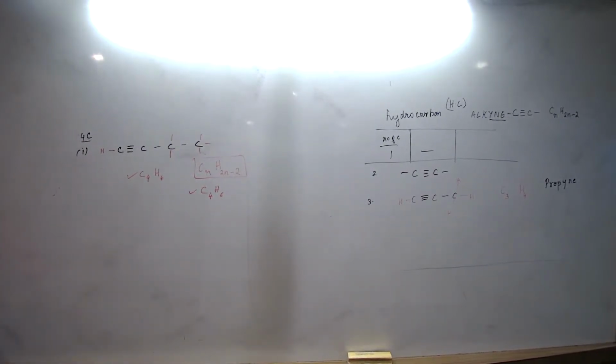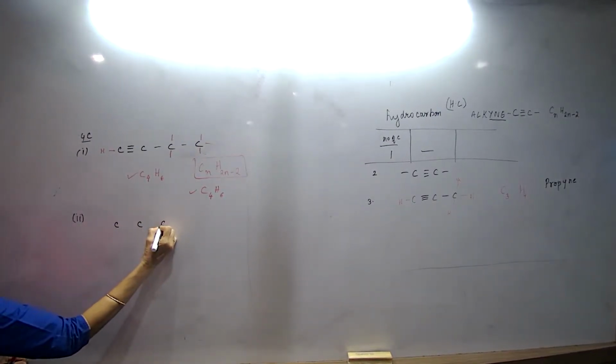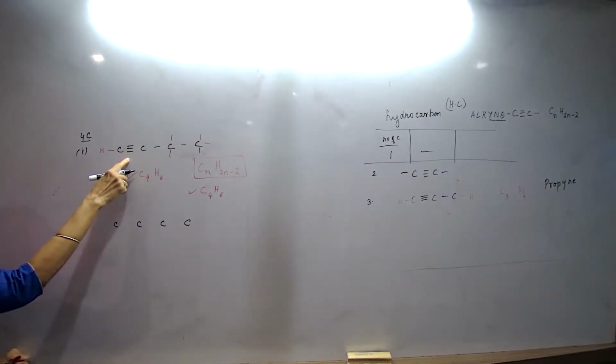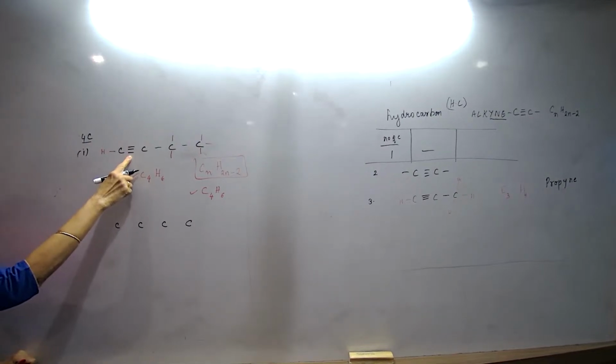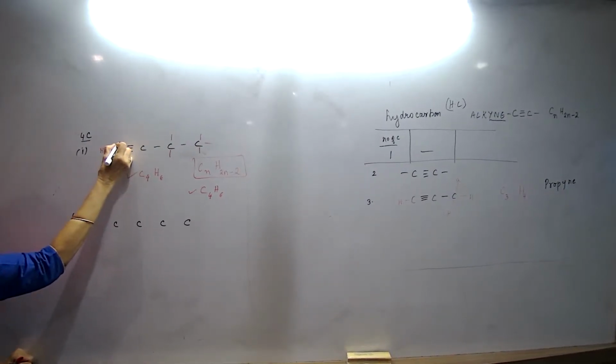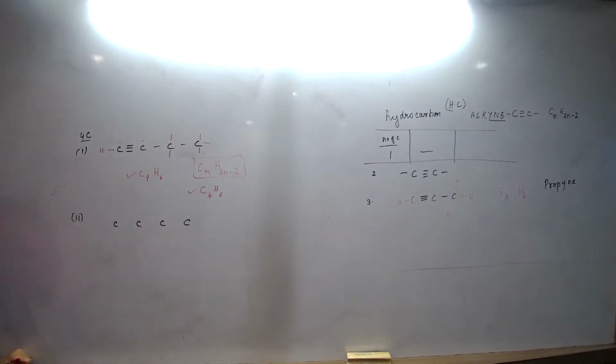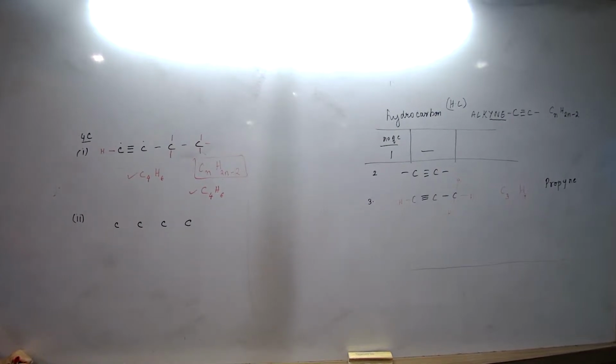I told you there are two structures. Don't write anything now. Don't go to C5. Now I am showing you the other structure that you can draw. Now pay attention. Okay, we are still at 4 carbon. So 1, 2, 3, 4. In this structure, the triple bond is between the first carbon and the second carbon. I also have an option of putting it here.